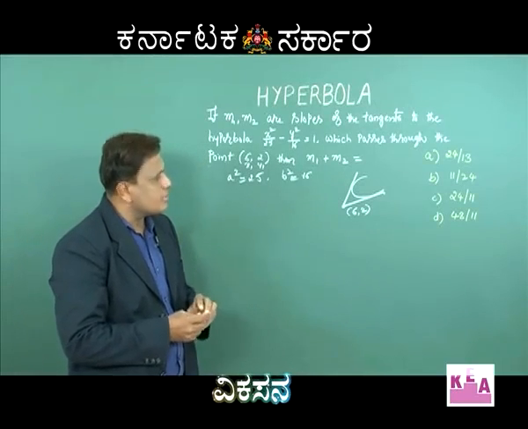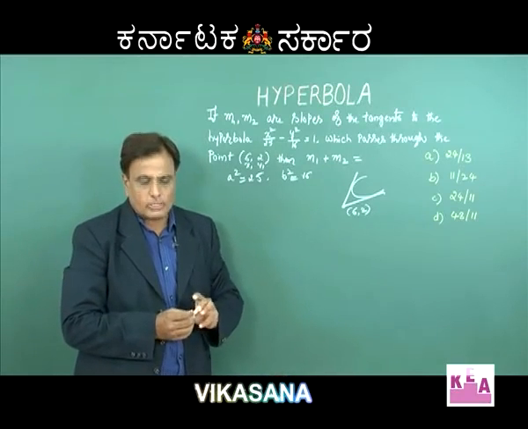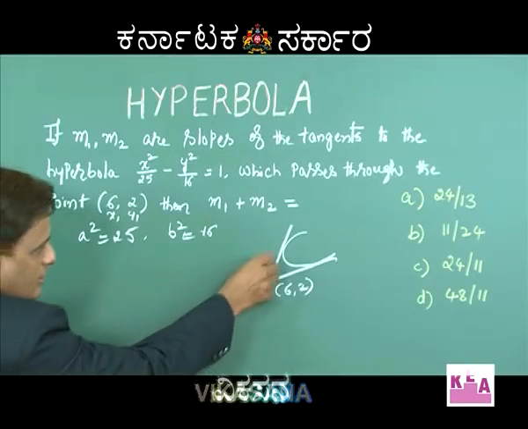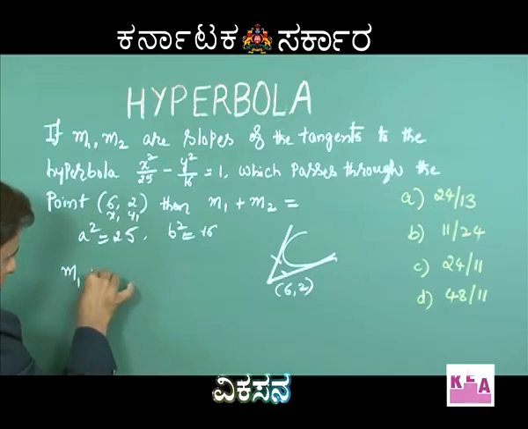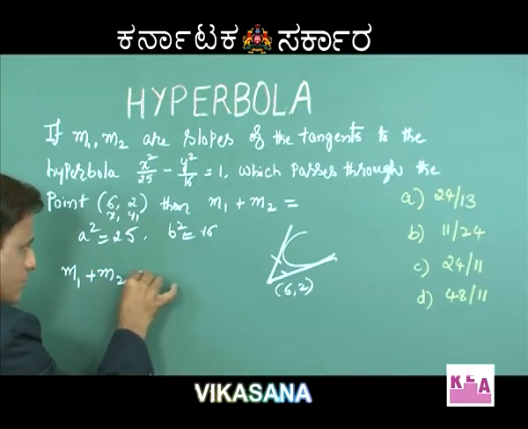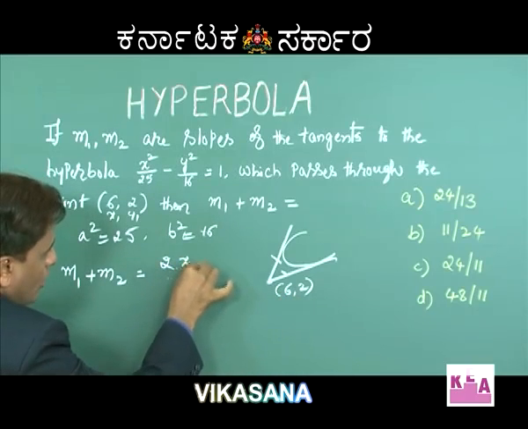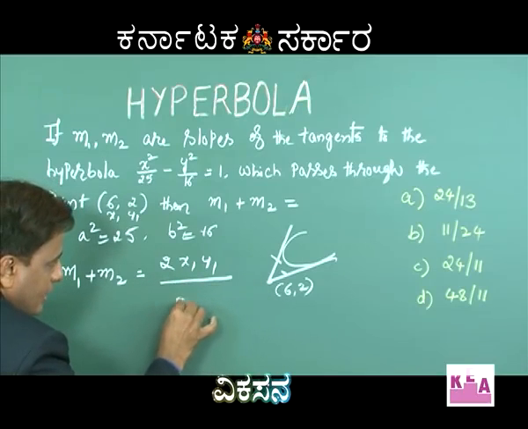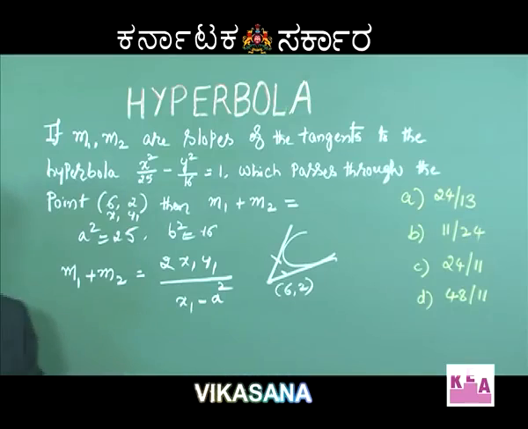It is a regular practice, you can try, it is also an essay type question, but to solve this example, I am going to give the shortcut. To find out the sum of the slopes, just note down this formula, note down this simple technique: 2 times the product of x1 comma y1, divided by x1 square minus a square. Please note down this technique.